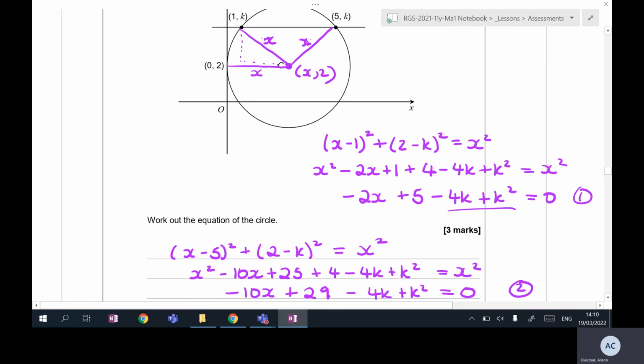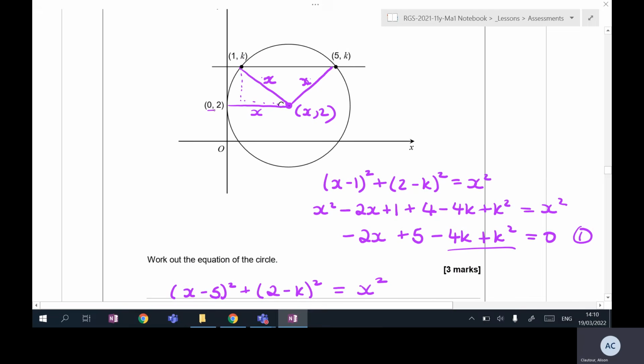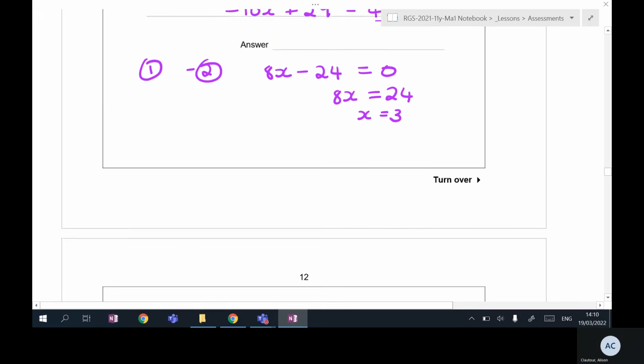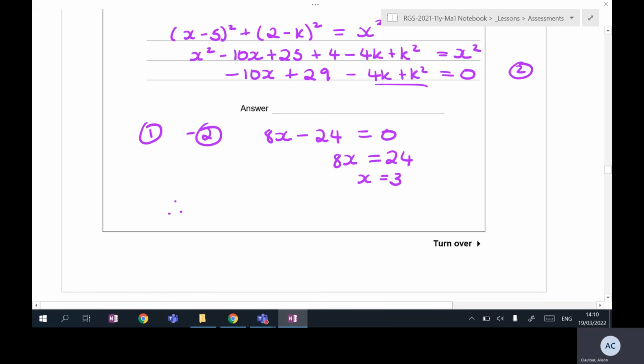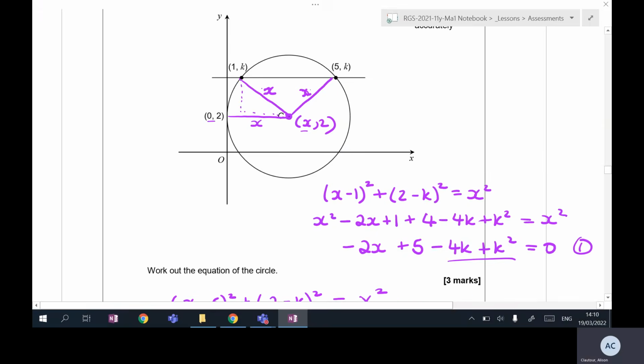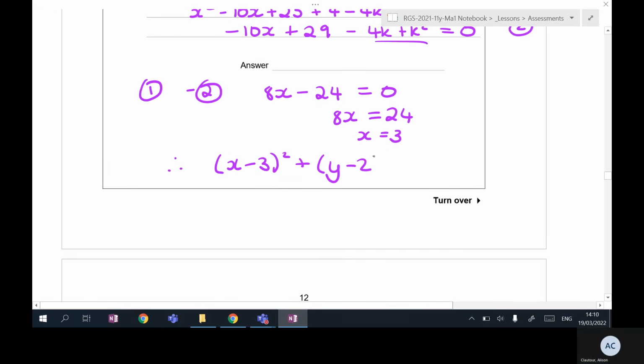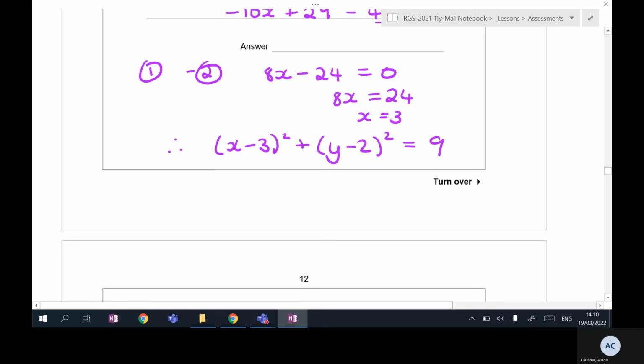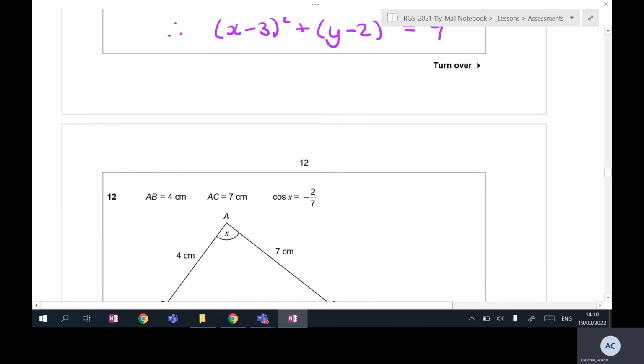Obviously, I need to know what the radius is, but I can see when it went from 0 to x, so my radius would be 3. So therefore, I've got (x minus 3) squared plus (y minus 2) squared equals the radius squared, which is 9. That's quite a hard question.